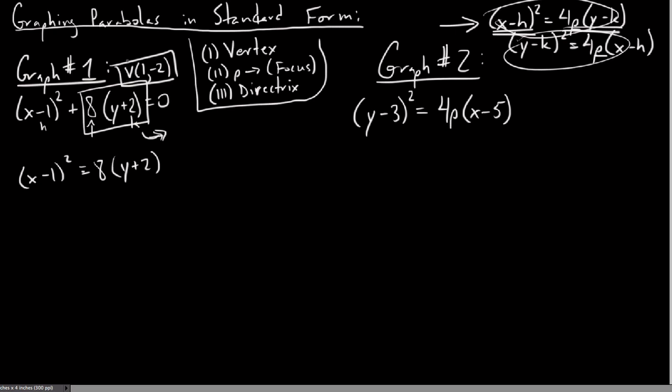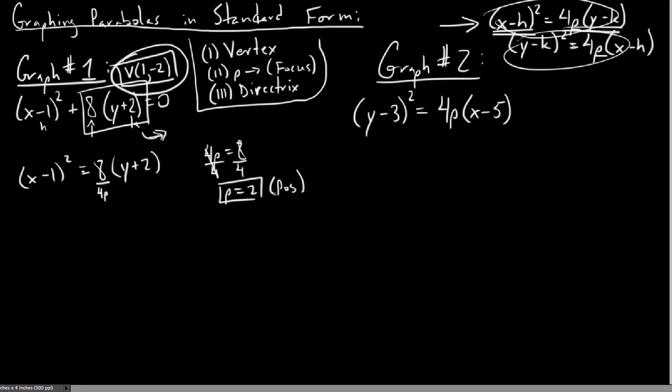Now that this is said, we've already got the vertex as 1 comma negative 2, as we said before. But let's solve for p. Keep in mind that this coefficient here is actually 4p in our standard form, so we need to solve for p. We know that 8 is equal to 4p. Dividing both sides by 4, we deduce that p is equal to 2, which I will point out is positive. Since this is a parabola that either opens up or down, the focus must lie 2 units above our vertex, which necessarily implies that this thing opens up.